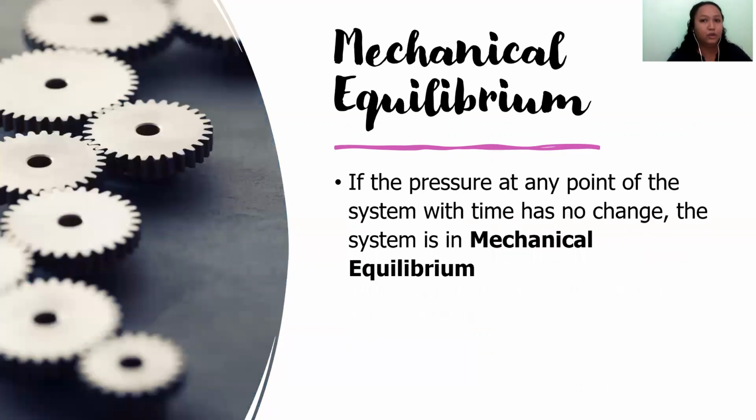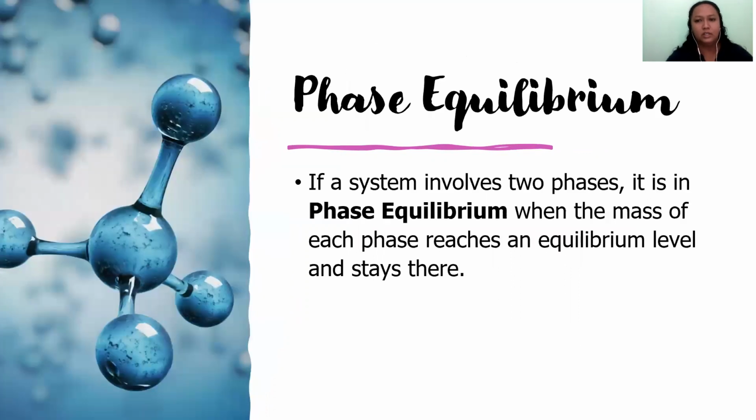Okay? Thermal equilibrium. While mechanical equilibrium, if the pressure at any point of the system with time has no change, the system is in mechanical equilibrium. Okay? So kung thermal, temperature has no change, while mechanical equilibrium, pressure at any point, with regards to time, has no change. And we have also phase equilibrium.